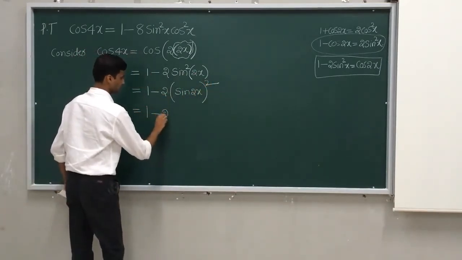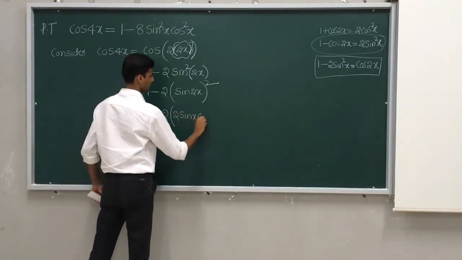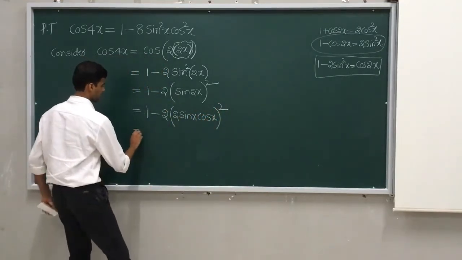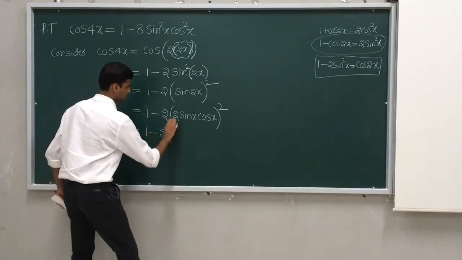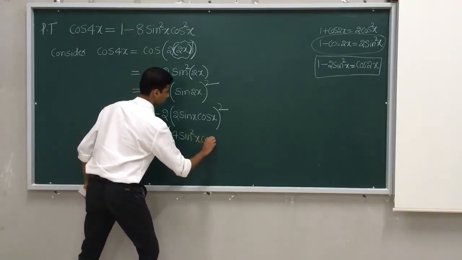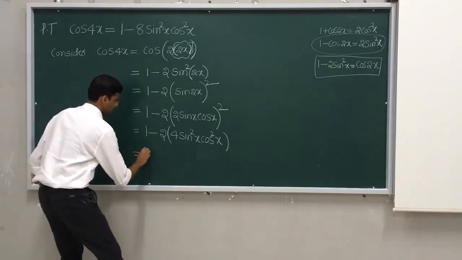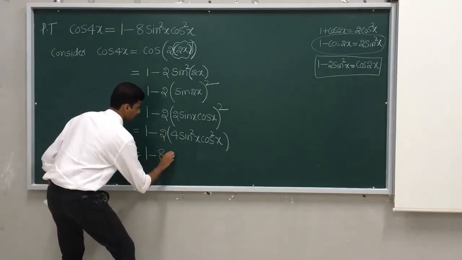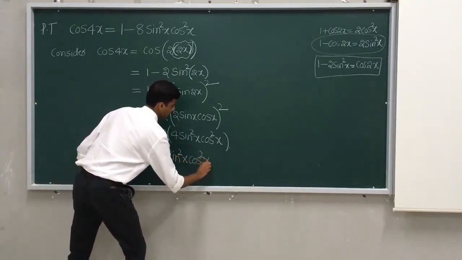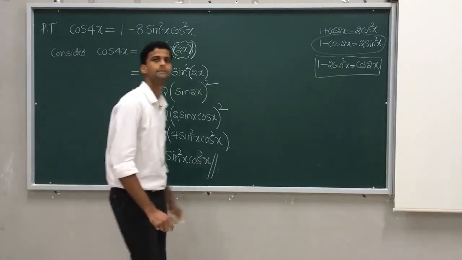1 minus 2 times sine 2x can be written as 1 minus 2 into (2 sin x cos x) the whole square. That is 1 minus 2 into 2 square, 4 sin square x cos square x. Last step is 1 minus 4 times 2, 8 sin square x cos square x.